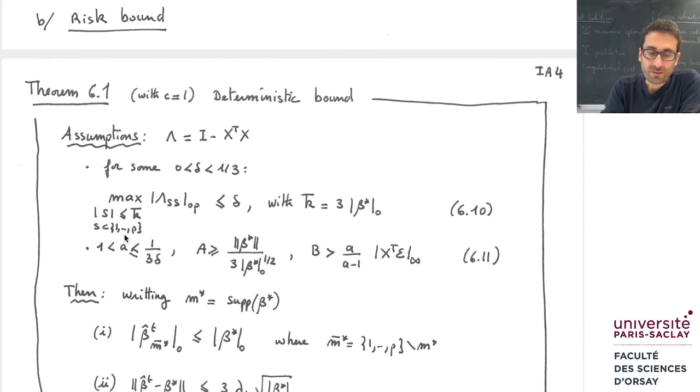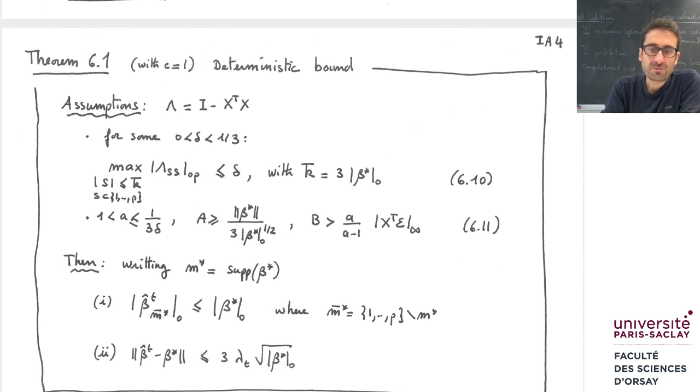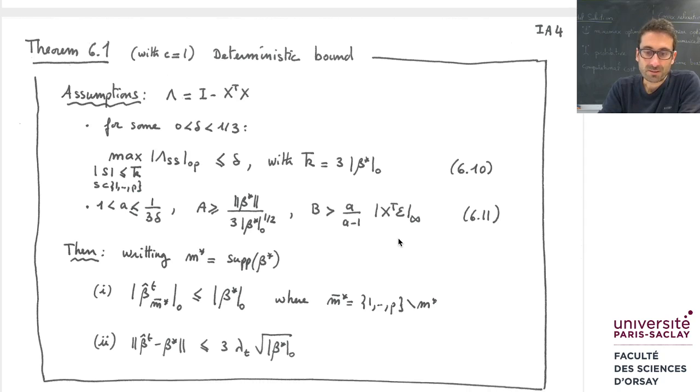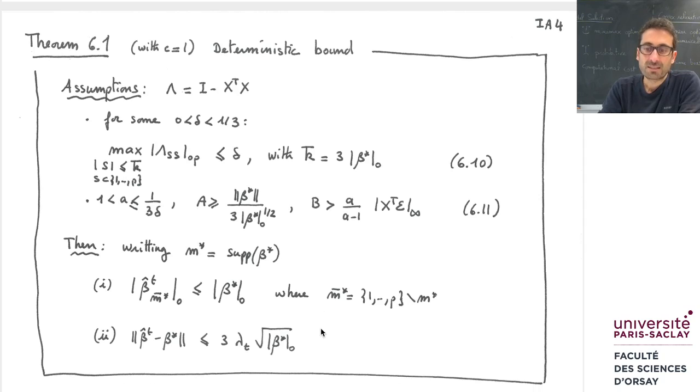All right, so as for the lasso estimator, we'll first state a deterministic bound. This bound will have some condition, like this one, related to the noise level, and then we'll give a probabilistic version of this bound. So this is the main result here, and there are two important assumptions for this result.